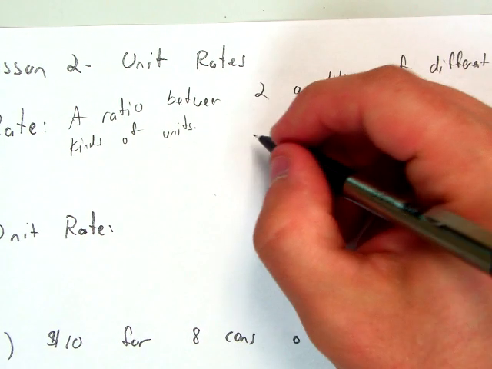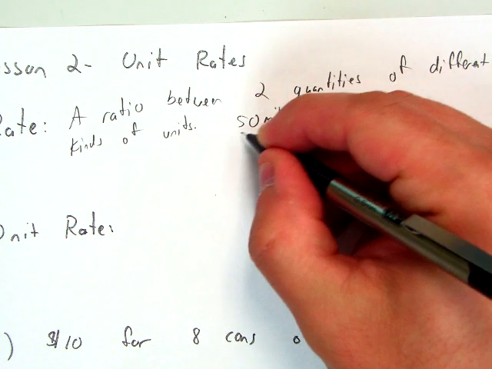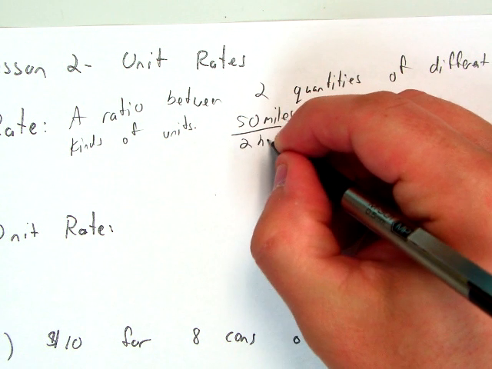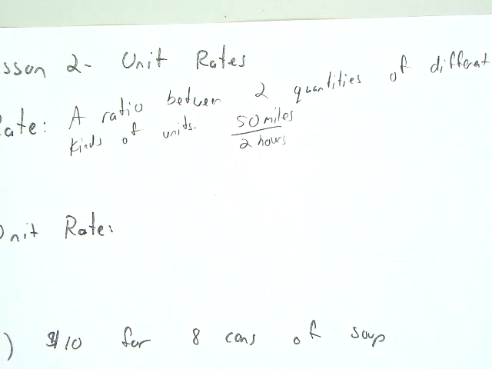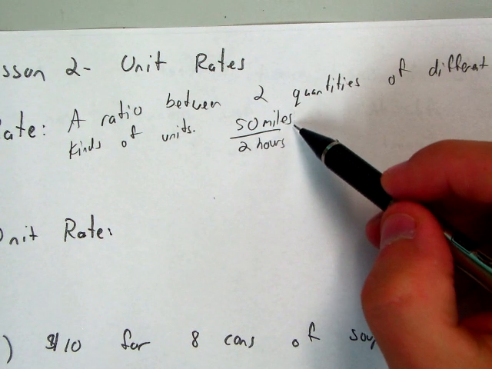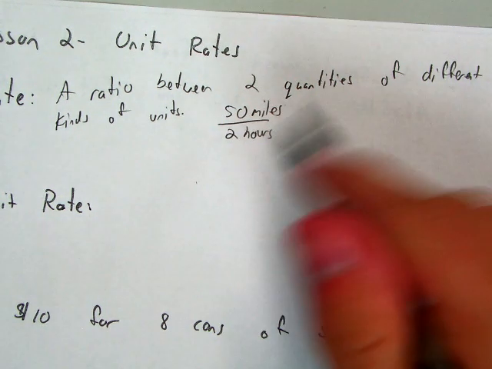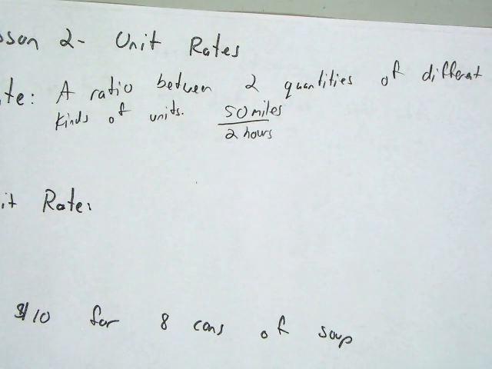So, for example, 50 miles in 2 hours. That's a ratio between a distance and a time, and they have different kinds of units. So I can't cancel them out, so the units still have to be there.